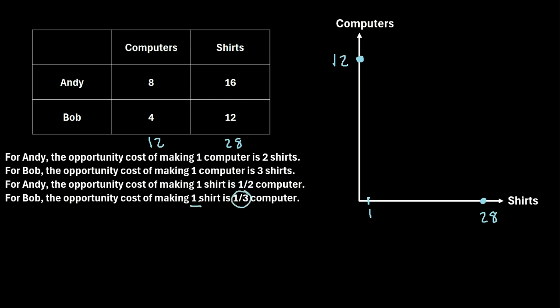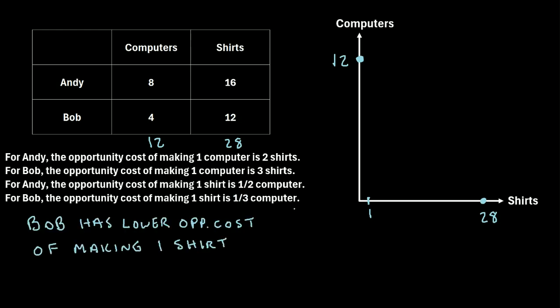So for him to make 1 shirt, he only has to give up 1/3 of a computer, which is less than half a computer. So Bob has the lower opportunity cost of making 1 shirt. So that means Bob should be the one to make this shirt right here.